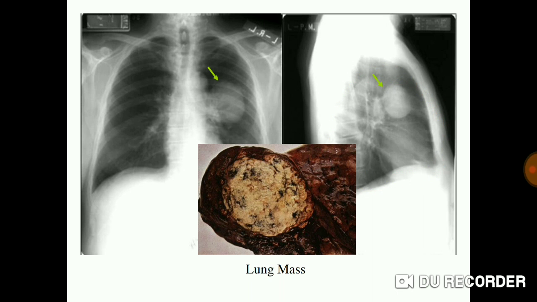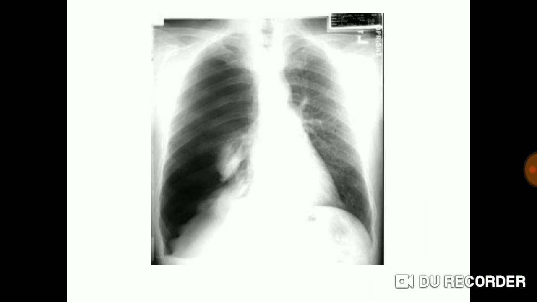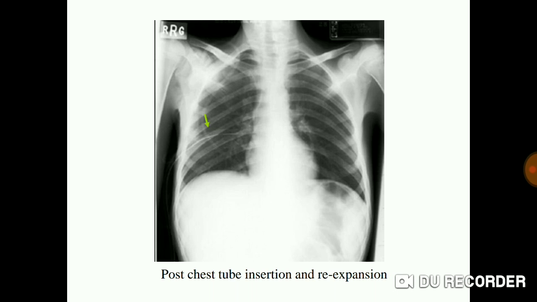Lung mass, you can see. Case 13. Small pneumothorax, left upper lobe. Case 15. Right middle lobe pneumothorax, complete lobar collapse. Post chest tube insertion and re-expansion.